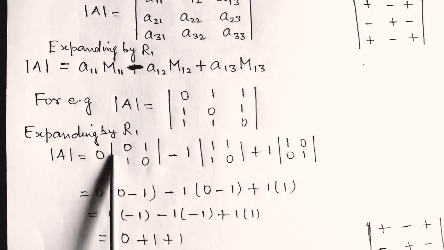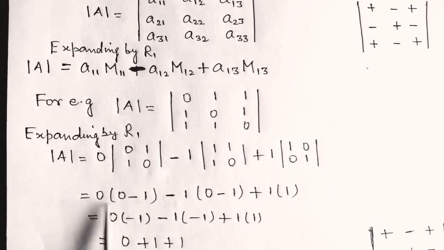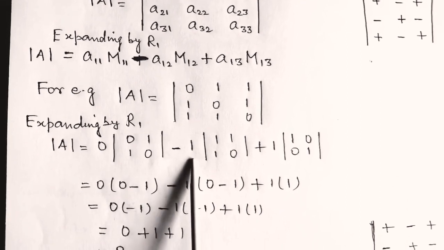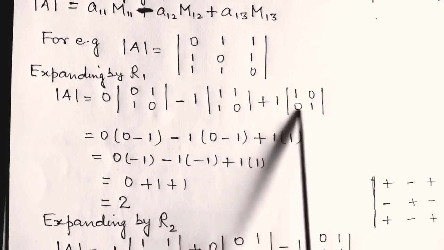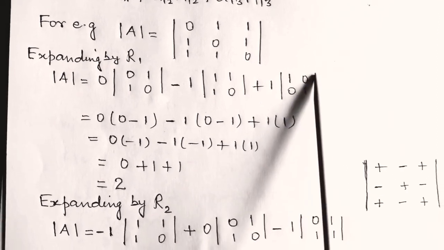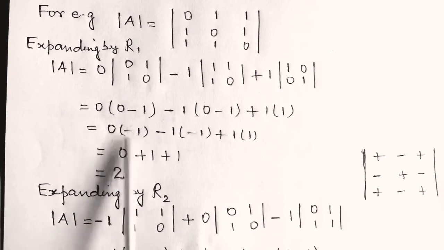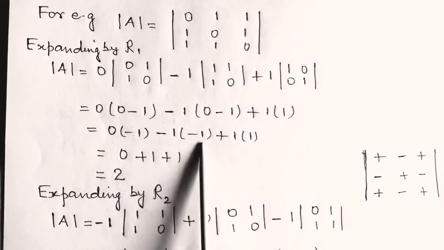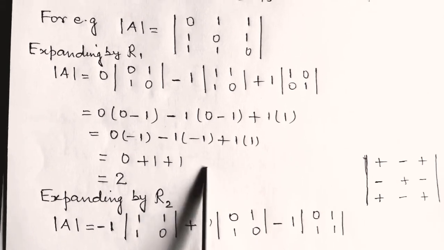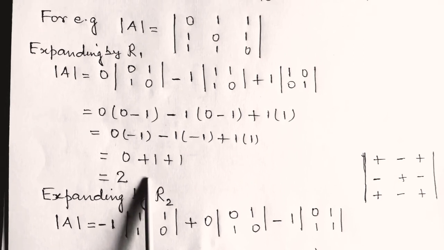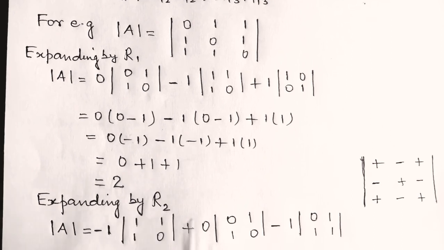Now you know how to simplify this. 0 into 0 is 0. Minus 1 into 1 is 1. So 0 into this, minus 1 into, again, 1 into 0 is 0 minus 1. Plus 1 into 1 is 1, minus 0 will be 0. So you are left with 1 only. If you simplify, you get 0 into minus 1, minus 1 into minus 1, plus 1 into 1. So you are left with 0 plus 1 plus 1, that is 2. I have found the value of this determinant by expanding it by R1.